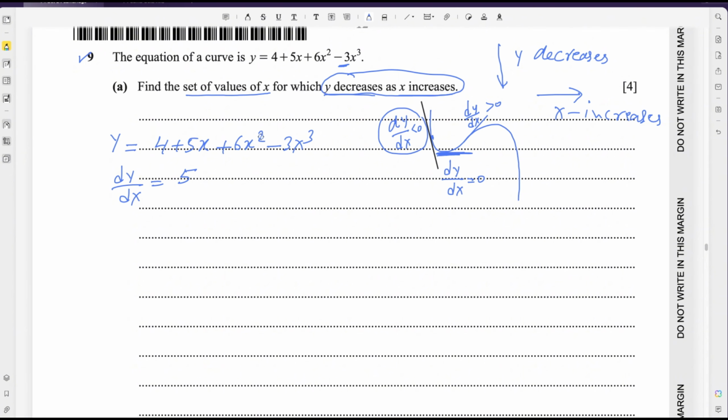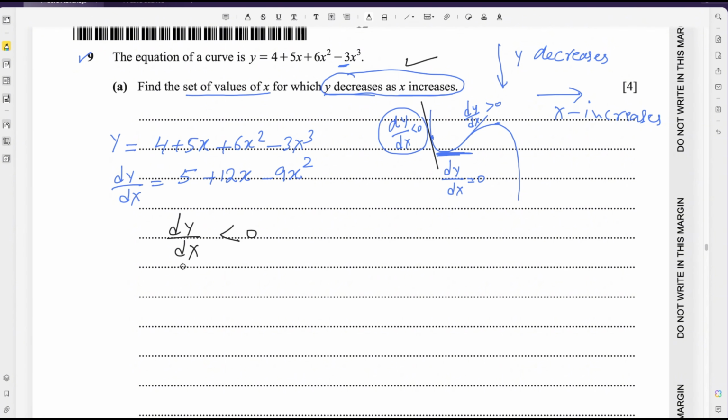And here we multiply 2 with 6, it becomes 12, taking 1 away from the power of x squared, so it is left with x to the power 1 only. This 3 will multiply by negative 3, it makes it minus 9, and take 1 away from 3, it is left with 2 only. As per the rule, as y decreases and x increases, dy over dx must be less than 0. dy by dx less than 0 because of this reason.